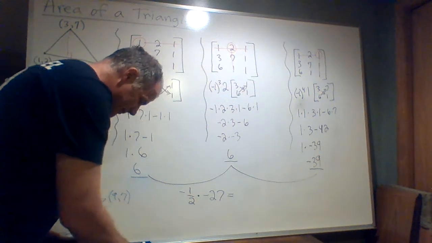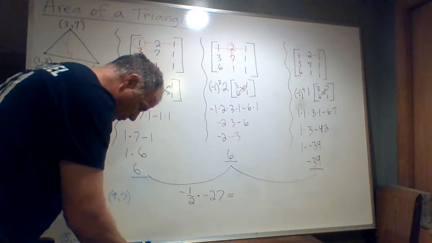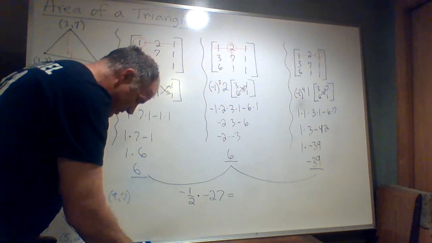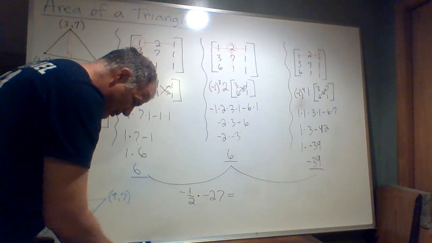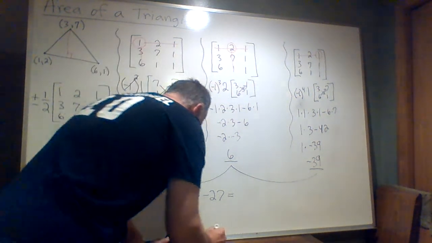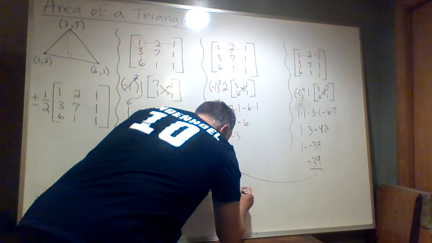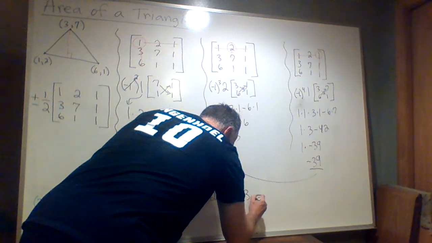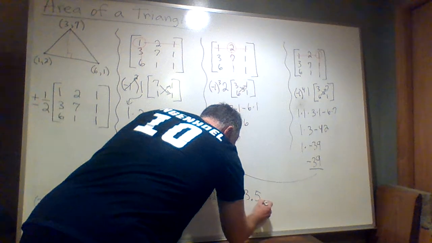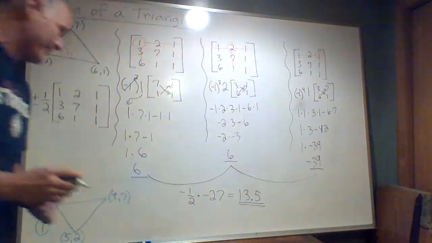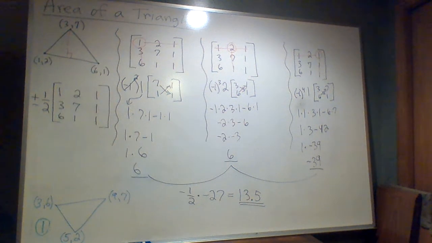So negative 27 divided by negative 2, and that's going to be a positive 13.5. And guys, that's the answer. That is the answer right there.